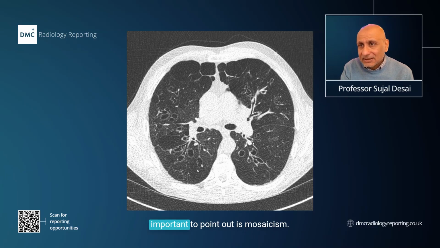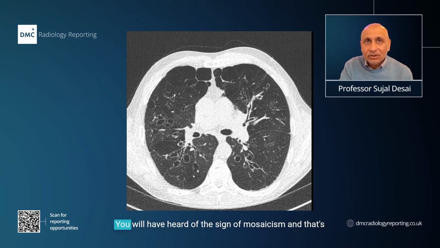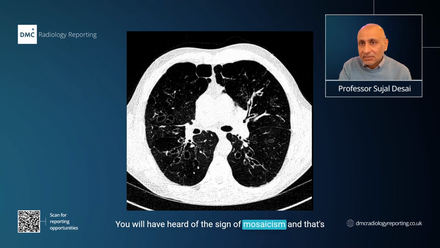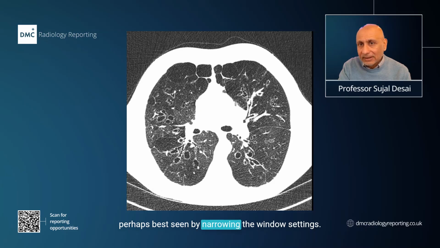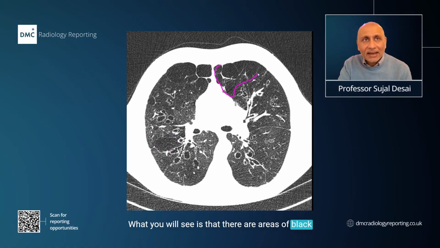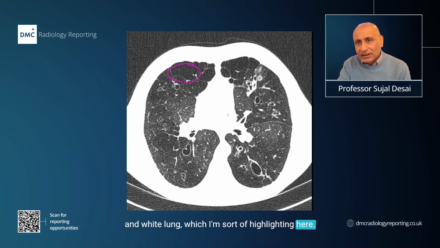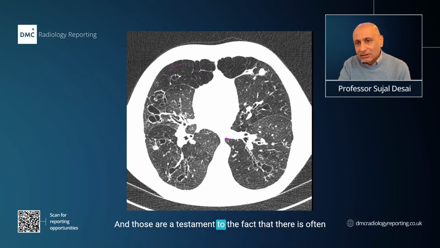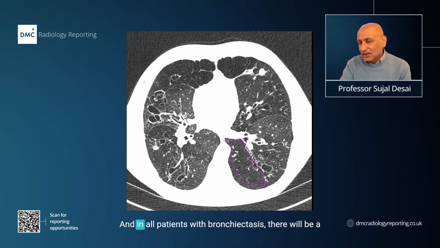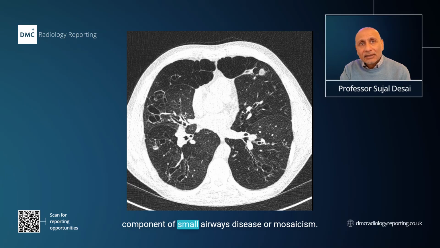Another sign which I think is important to point out is mosaicism. You will have heard of the sign of mosaicism, and that's perhaps best seen by narrowing the window settings. And when I narrow those window settings, what you will see is that there are areas of black and white lung, which I'm sort of highlighting here. And those are a testament to the fact that there is often very florid small airways disease in these patients. And in all patients with bronchiectasis, there will be a component of small airways disease or mosaicism.